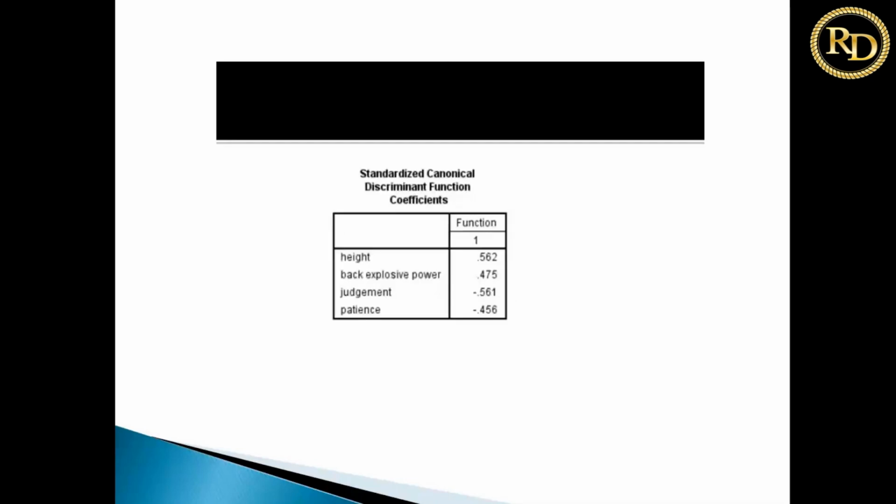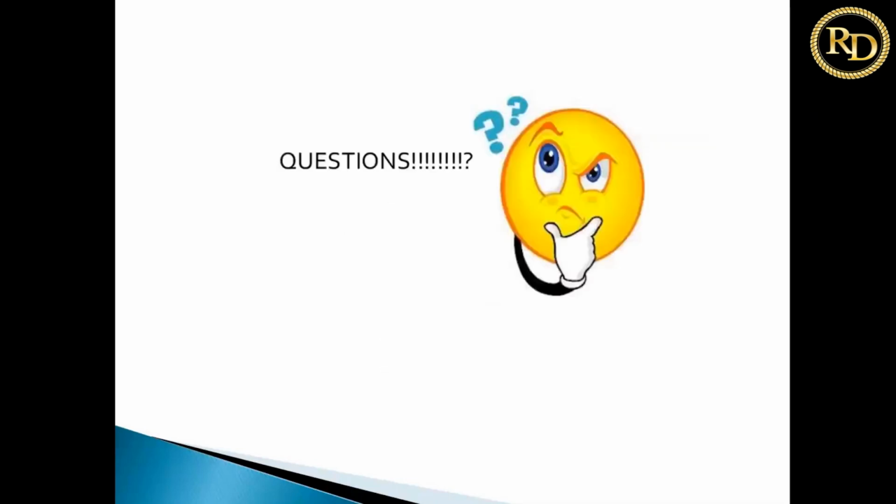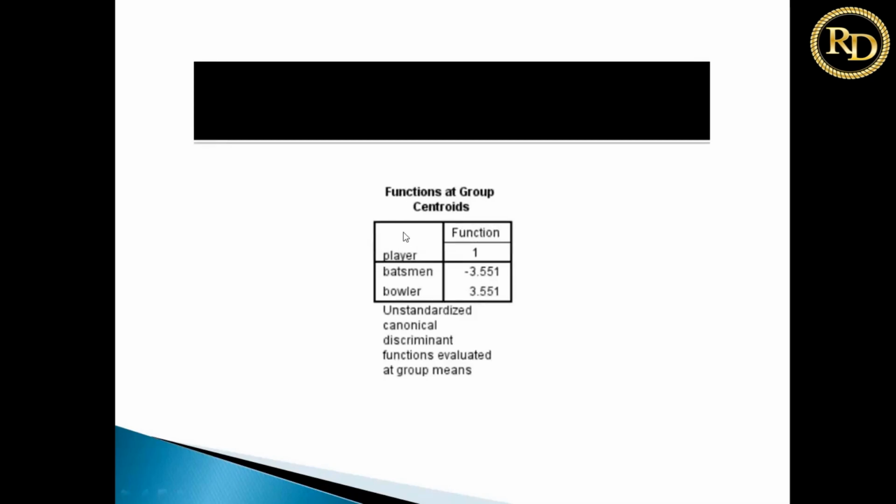Now this value, we have just calculated the function at group centroid. So this is the group centroid. It means below this it is a batsman, and above this it is a bowler.